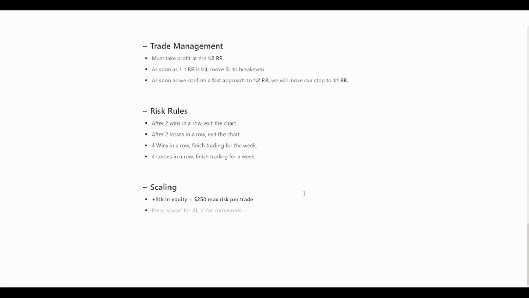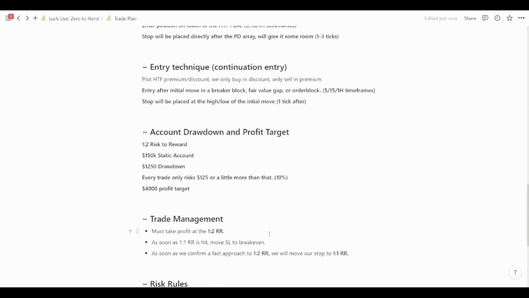Actually, I'm just going to set it to this, because this is pretty good. With a $250 max risk per trade, what does that mean? It means I gain $500 on every trade that I win, and every trade that I lose, I only take that $250 loss. So I'm just going to keep it at that after 1K in equity, and that's how we're going to scale to our 4K profit target.